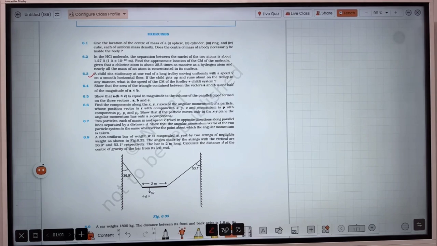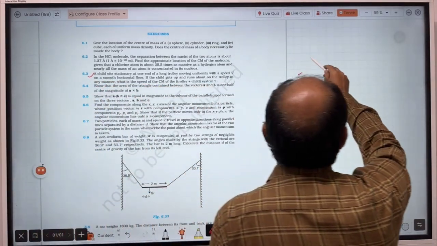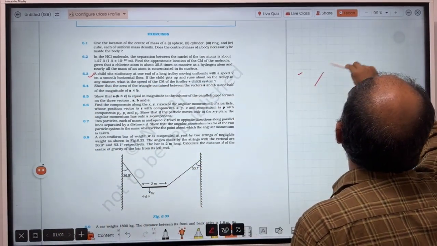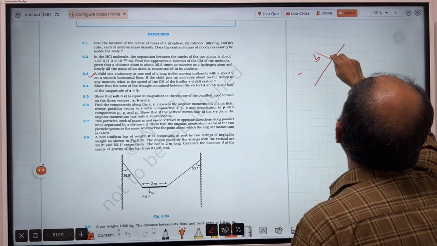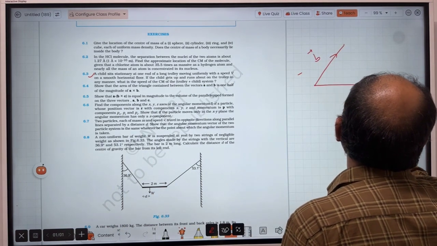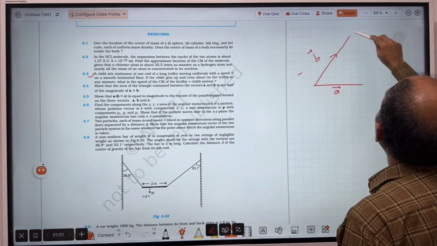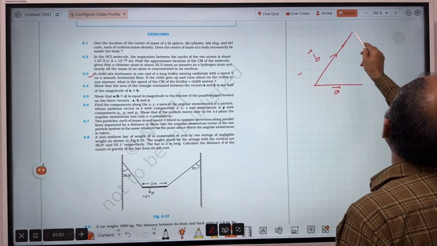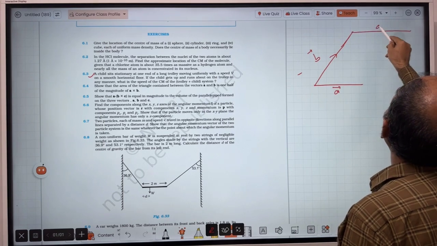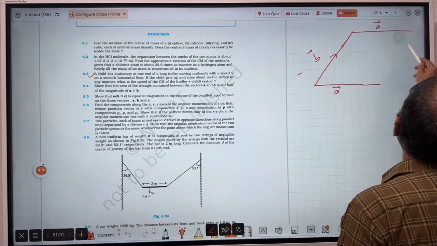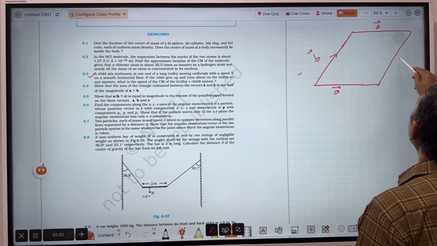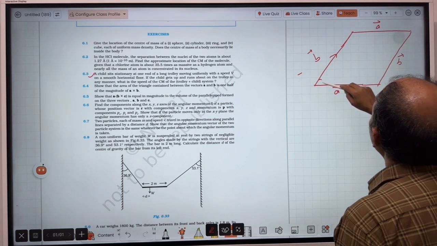Now, the next question says, show that the area of the triangle contained between the vectors A and B is 1/2 of the magnitude of A cross B. You have studied this concept earlier also. You know it very well. Suppose this is vector B and this is vector A. Right. So, here we can complete the parallelogram. So, this will be vector A and this is vector B. Right, this angle is theta.